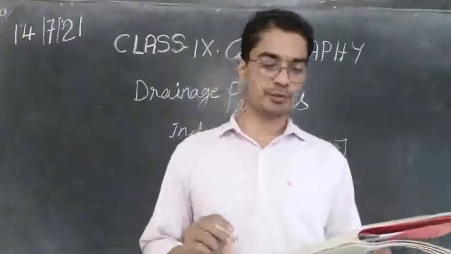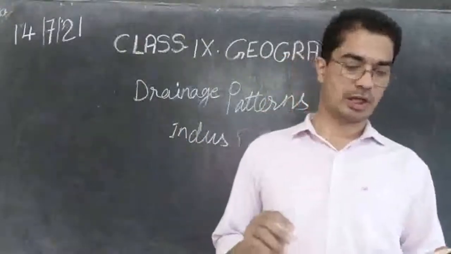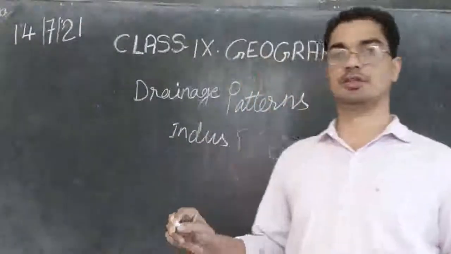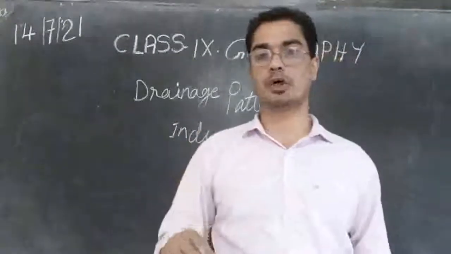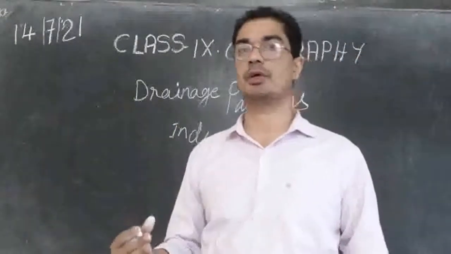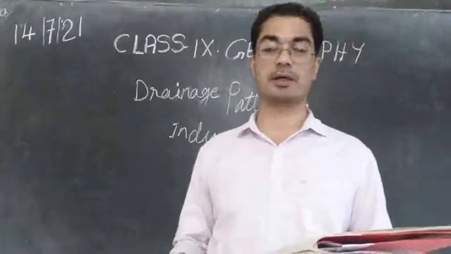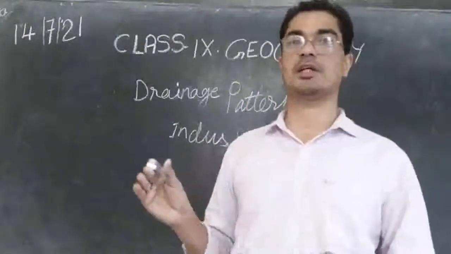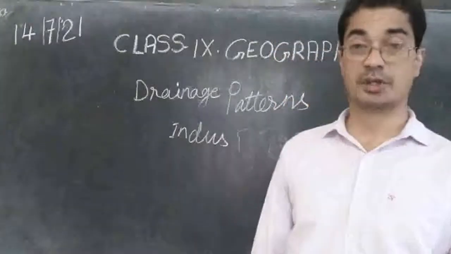Then several tributaries, the Zaskar, the Nubra, the Shyok, and the Hunza join it in the Kashmir region. When this Indus River is entering into Kashmir, 4 other rivers come and join it. They are called tributaries. They come and join this Indus River. Which are the tributaries? The Zaskar, the Nubra, the Shyok, and the Hunza. These are the 4 tributaries that are joining the Indus River in the Jammu and Kashmir region.